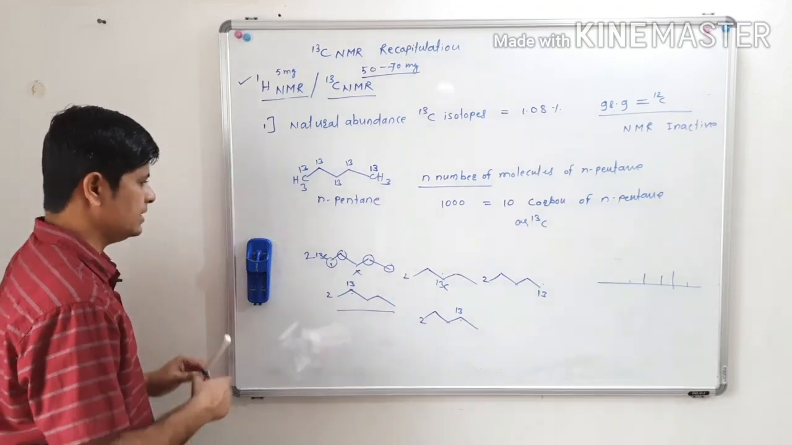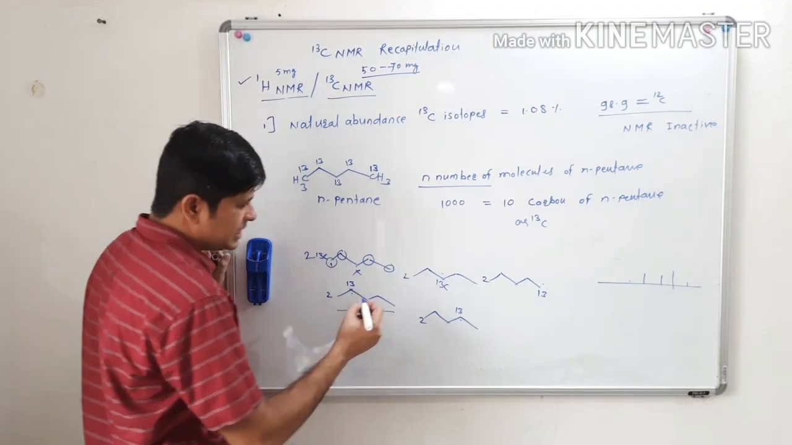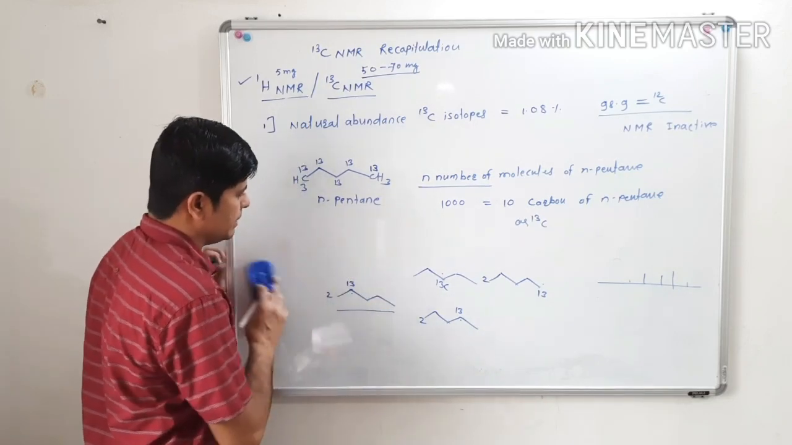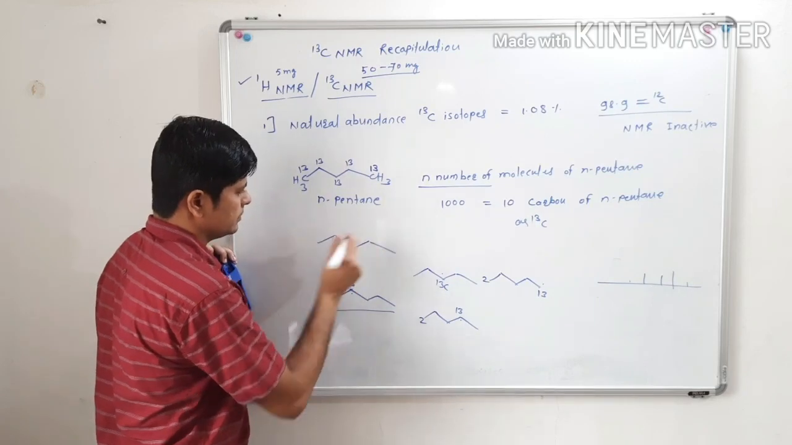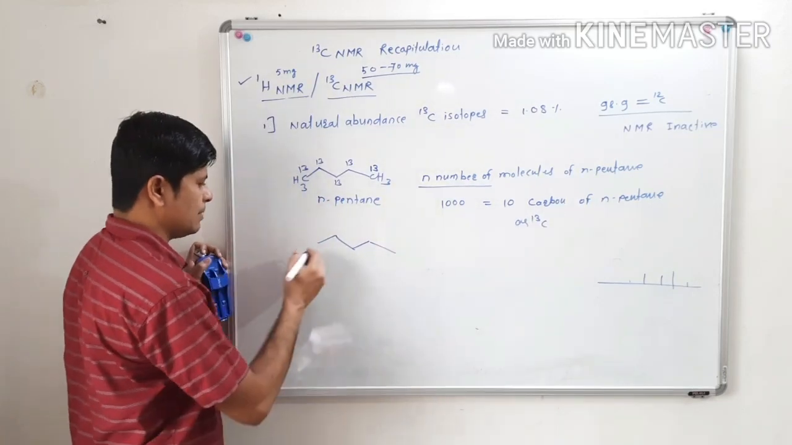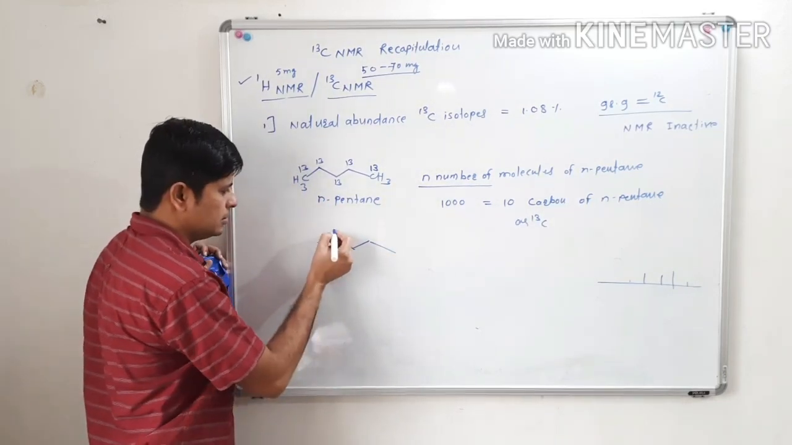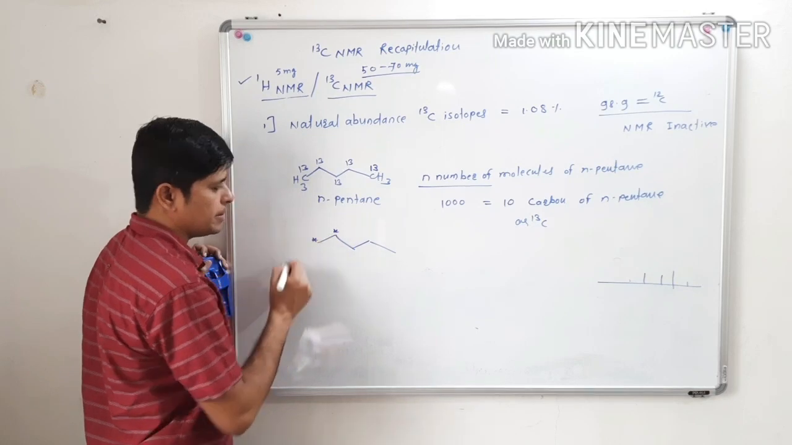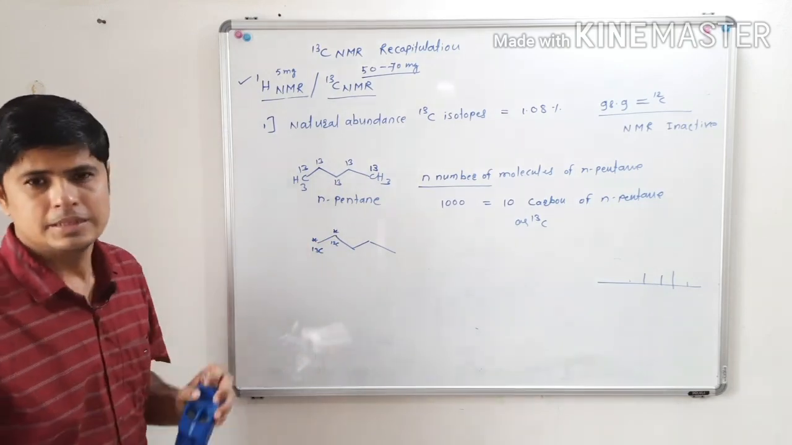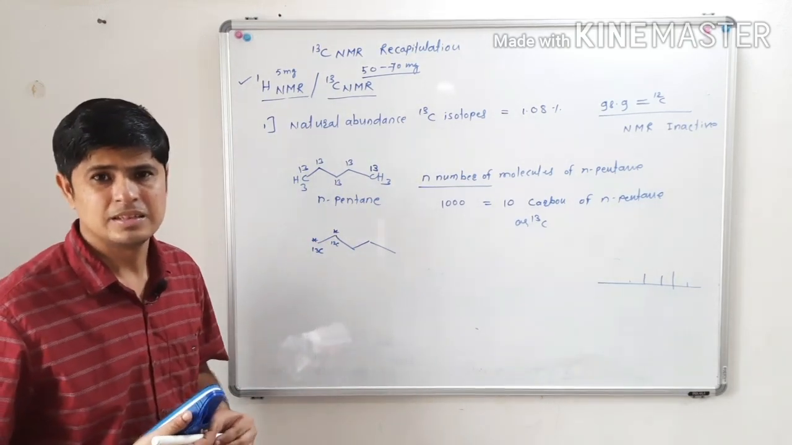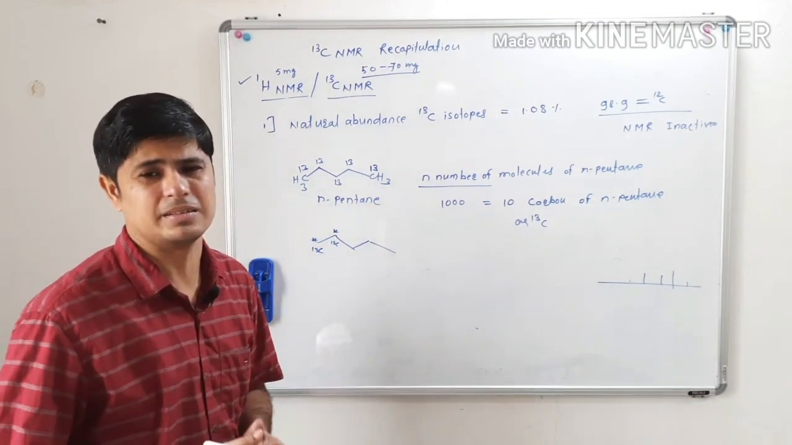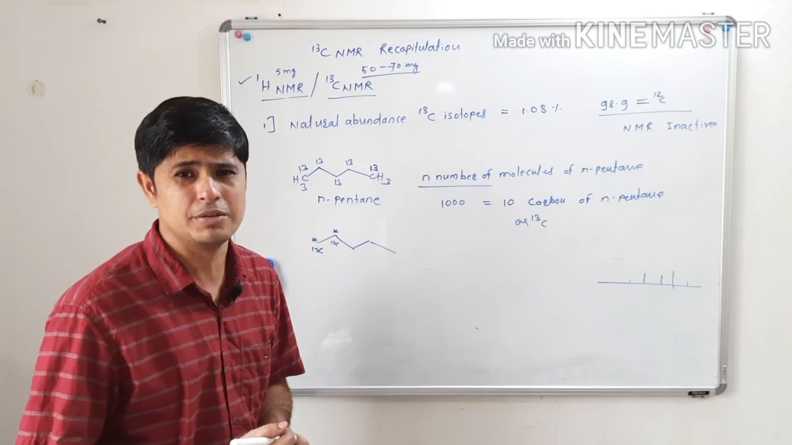Okay, the second point is what? What will be the chance, suppose we take this n-pentane molecule, that two adjacent carbons of any molecule are carbon-13? Is there any chance? No, this possibility is very rare.